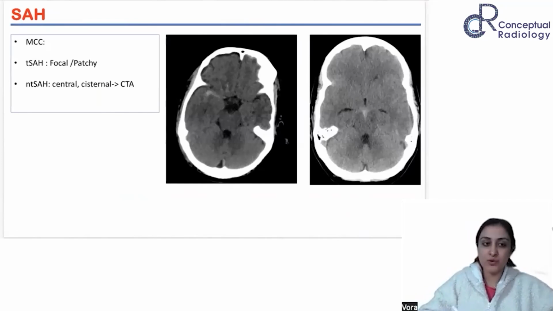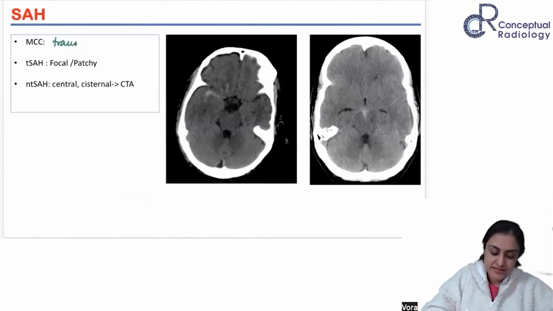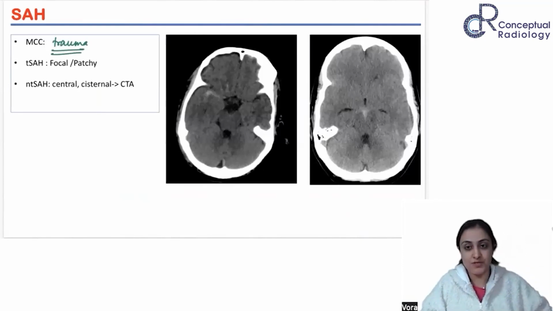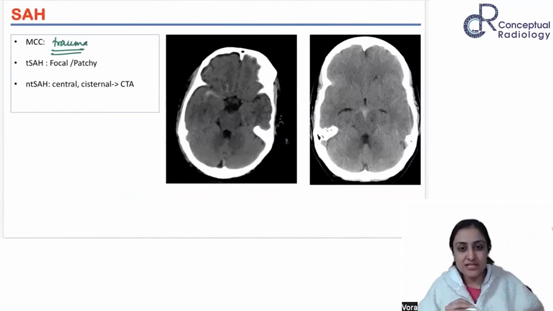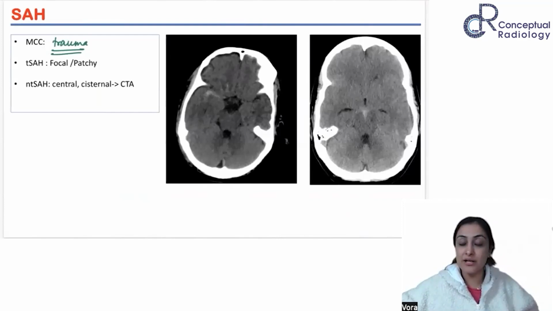SH का most common cause, is it trauma or is it non-traumatic? Aneurysmal SH? It is definitely trauma. Far more people have trauma than aneurysms. So traumatic SH is the most common cause. Any difference in the appearance? Can you always say, looking at the SH, whether it's traumatic or non-traumatic?